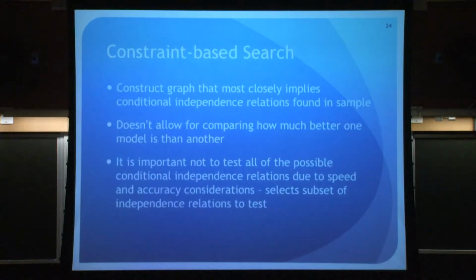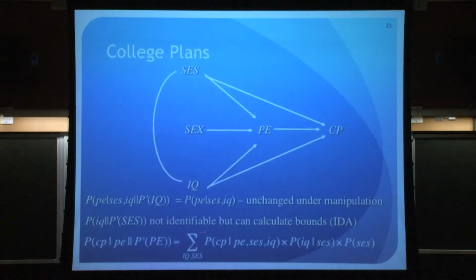For the cases where I can't identify them because they actually disagree, so for instance, does socioeconomic status, what is the probability of IQ if I manipulate socioeconomic status? In order to answer that, I'd have to know which way the edge went. Since I don't know which way the edge went, the only thing I could do is try both values. So I could say it's one of these two values, but I don't know which one it is.